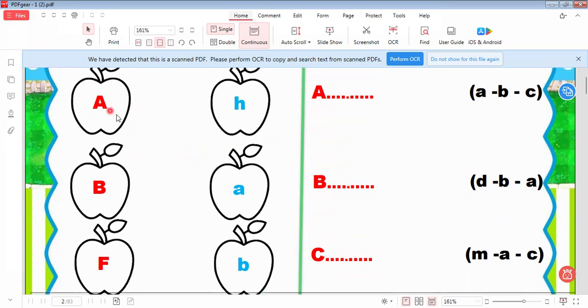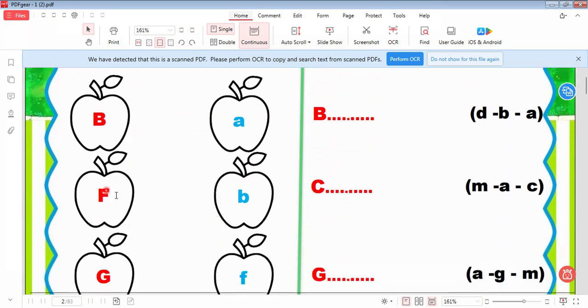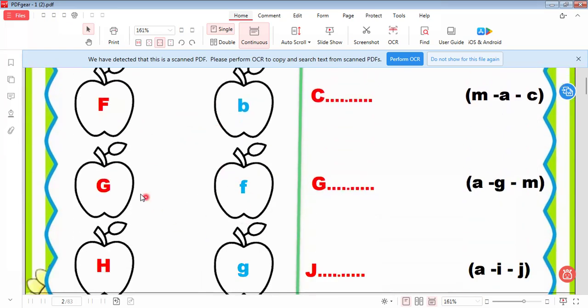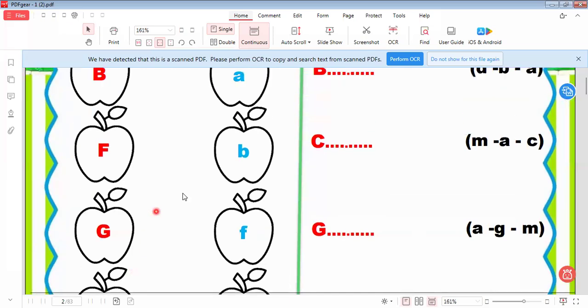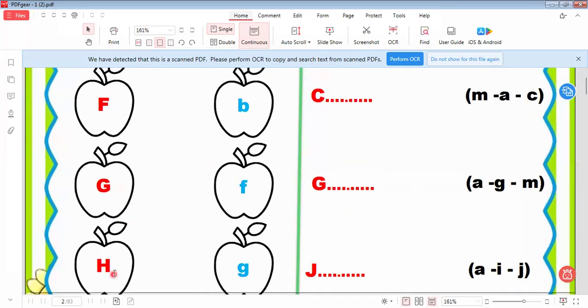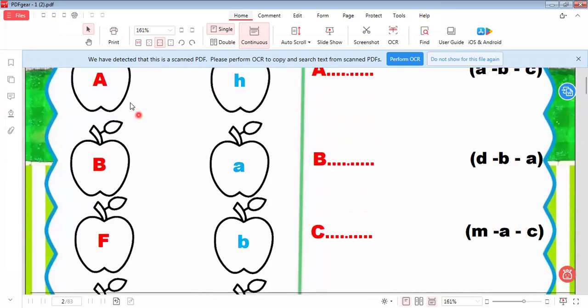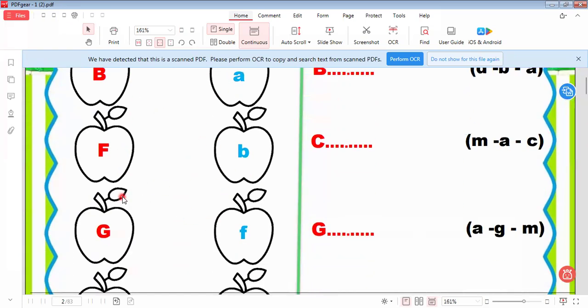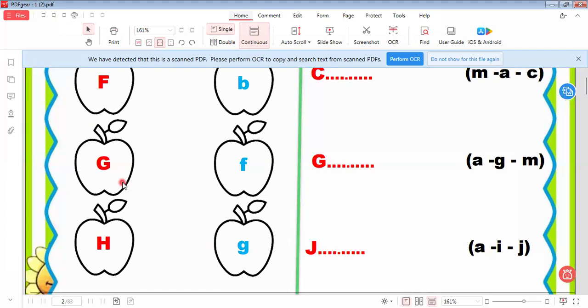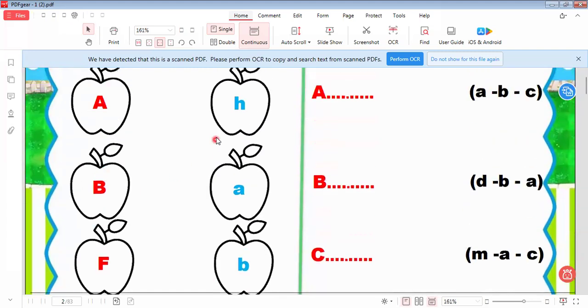Here is capital A. Where is the small a? This one. Here is capital B. This is small b. Capital F, this small f. Capital G, this small g. Capital H, the first one. Capital H by small h. I would like to repeat again. Capital A by small a. Capital B by small b. Capital F by small f. Capital G by small g, and capital H by small h.